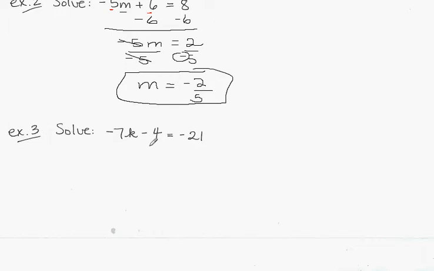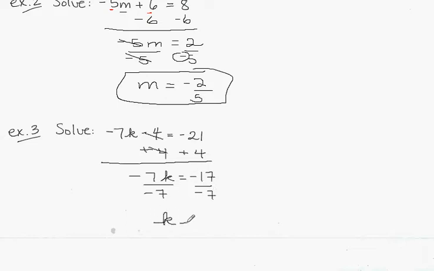Okay. Hopefully what you did was you added 4 to both sides, like that. These cross out and give you 0, but you don't write 0 down there. Negative 7k equals negative 17. Divide both sides by negative 7. We have a negative over a negative, that would be a positive, so you get k equals 17 over 7.